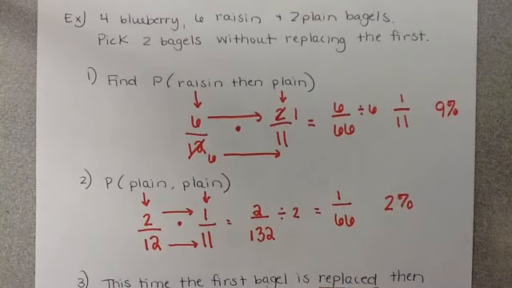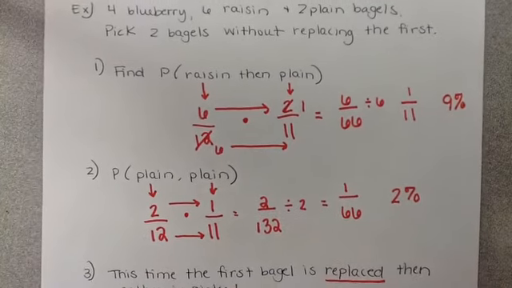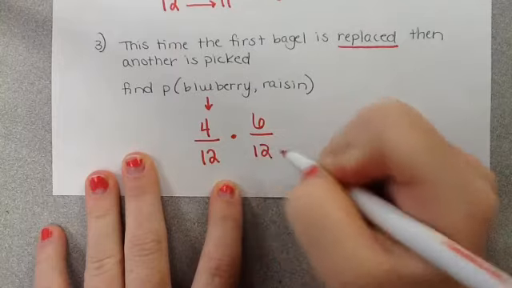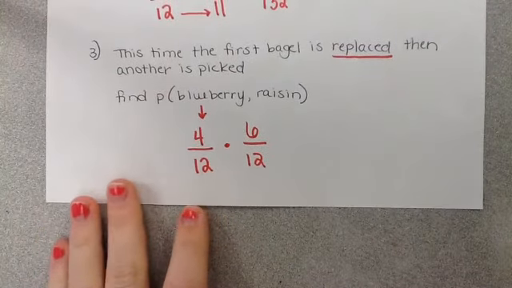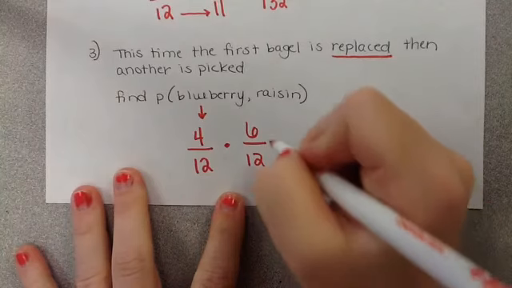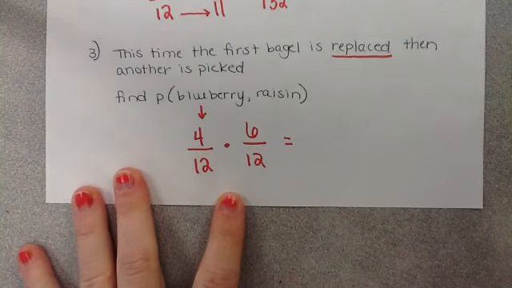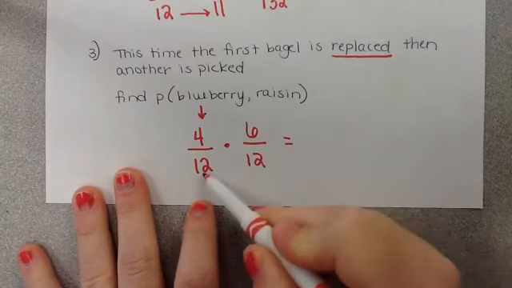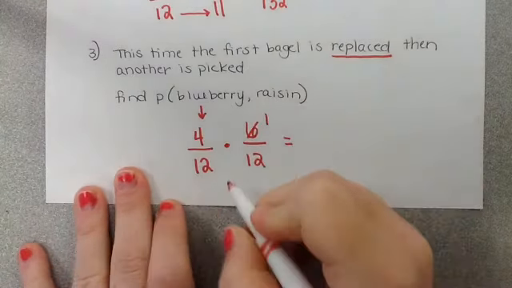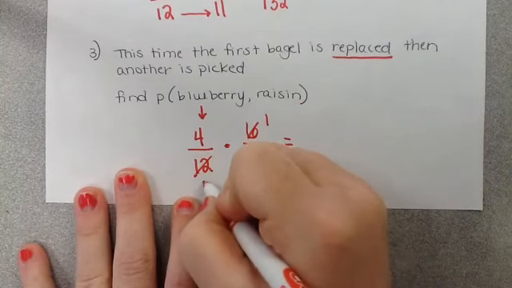Now we want a raisin. How many raisin are there? 6 out of how many? 12, because I replaced it. So you need to pay very close attention if it is replaced or not replaced. If it's replaced, it doesn't change the group. But if it's not replaced, it does change the group. I would do some simplifying. Which diagonal can we simplify? Both of them. 6 and 12 we can divide by 6 is 1. Divide by 6 is 2.